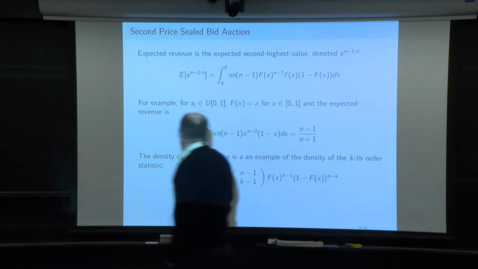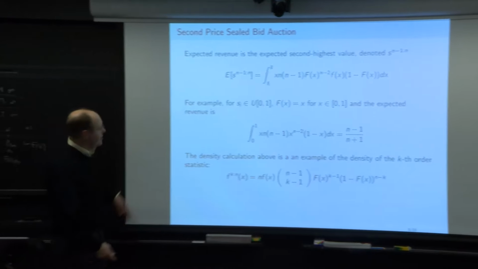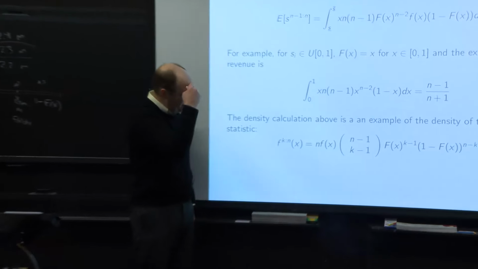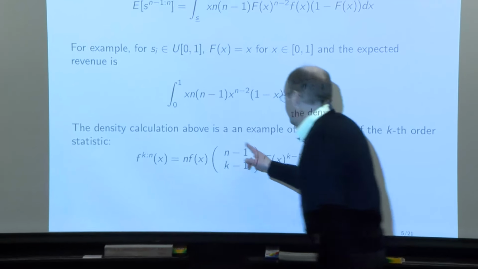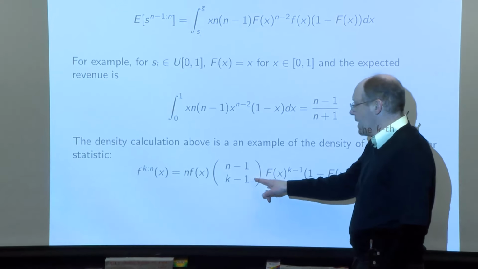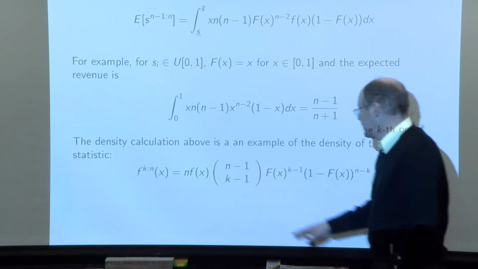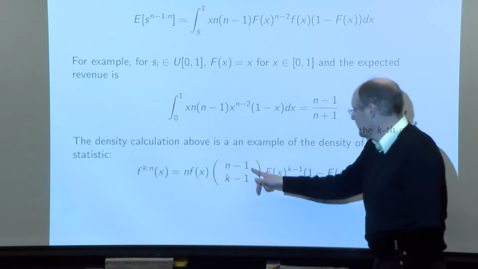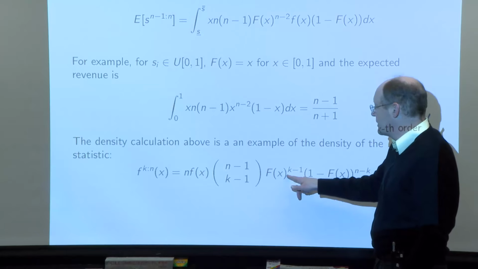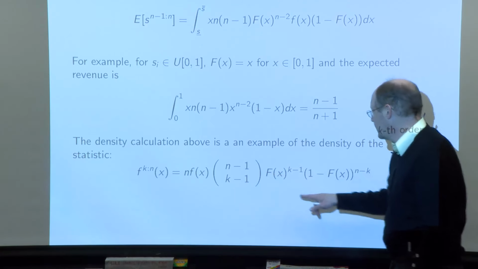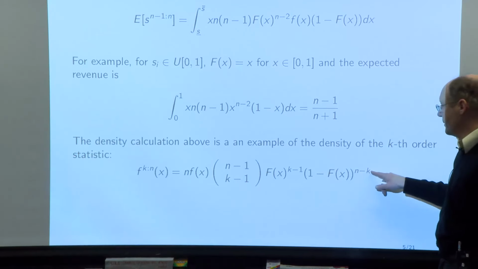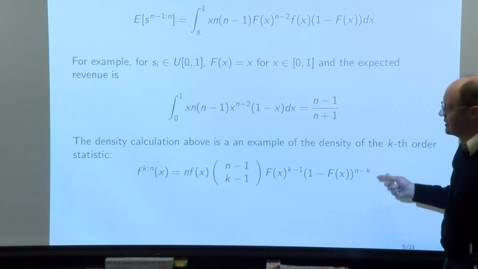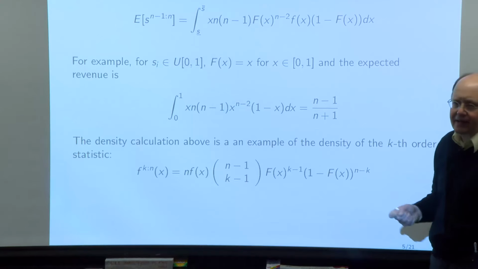And this density calculation is an example of how you compute a kth order statistic, which is: you have n minus 1 choose k minus 1 possible groups of people who can be below x. F of x to the k minus 1 is then the probability that each of them has a value below x. (1 minus F of x) to the n minus k is the probability that everybody else is above x. And then f of x dx is the probability that someone has a value exactly x.